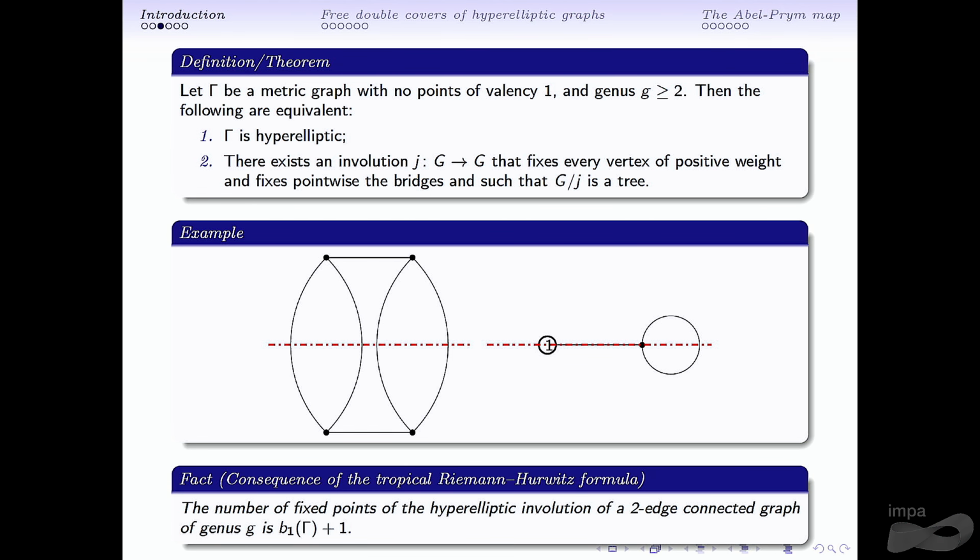As a consequence of the tropical Riemann-Hurwitz formula, if we consider a 2-edge-connected graph, so we don't consider bridges because we know that we have infinitely many fixed points on the bridge, we have a number of fixed points equal to b1 plus 1, the first Betti number plus 1. Usually it's g plus 1, but we also have weights on the vertices, so it will be b1 plus 1. In the first example, you can see that the number is exactly 4. And in the second one, if we contract the bridge, we just have 2 fixed points.